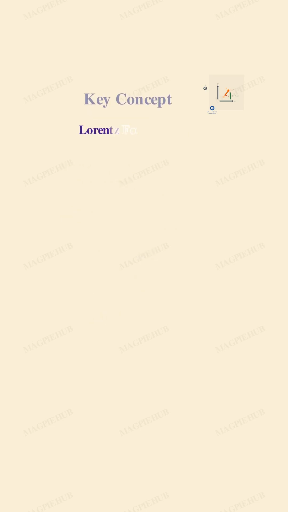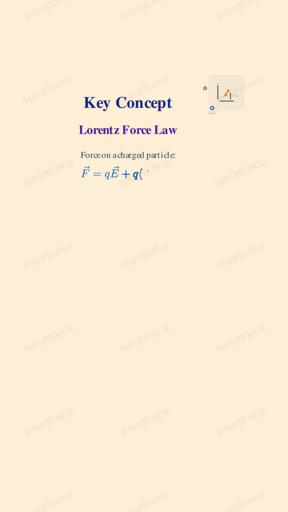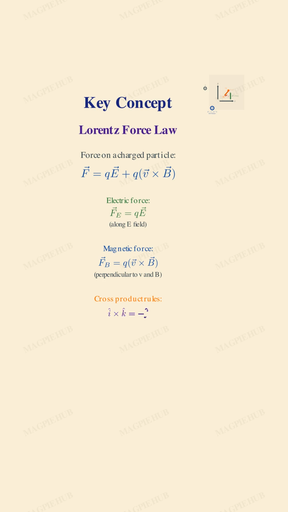The key concept here is the Lorentz Force law. The total force on a charged particle in electromagnetic fields is F equals qE plus q times v cross B. The electric force qE acts along the electric field direction. The magnetic force q times v cross B acts perpendicular to both the velocity and the magnetic field. We also need the cross product rules, i hat cross k hat equals minus j hat, and j hat cross k hat equals i hat. These are crucial for expanding v cross B.